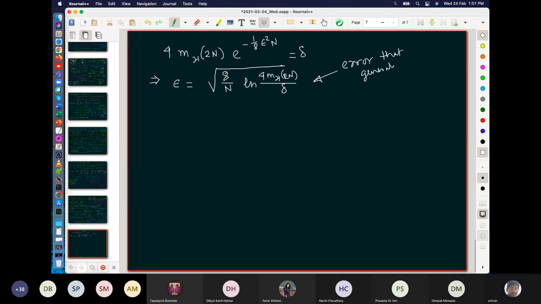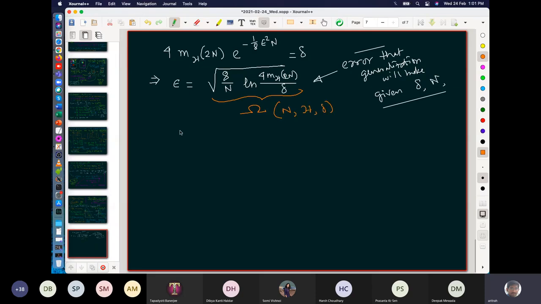that generalization will make, given delta and the number of points. Which means we can also say that this is, let us call it a term omega, which is dependent on n, h and delta, and therefore E out and E in, this one is less than or equal to omega.